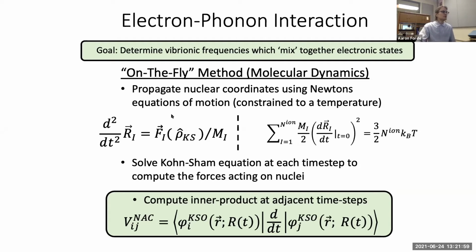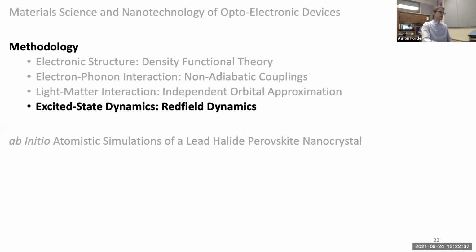So the ions are treated as classical particles and propagated using Newton's equations of motion, so F equals ma, where the forces come from the Kohn-Sham equations. And then we can couple the velocities to a thermostat so we can control the temperature of the dynamics as well, and use that as a parameter for experiments. And so then the main observable is along the trajectory, we can compute these V_IJs, so these non-adiabatic couplings, which is the changes in overlaps at adjacent time steps. And so from these couplings, we incorporate them into excited state dynamics formalisms.